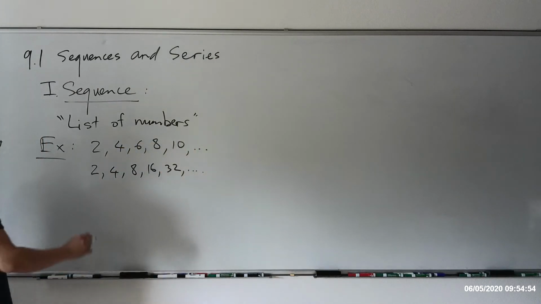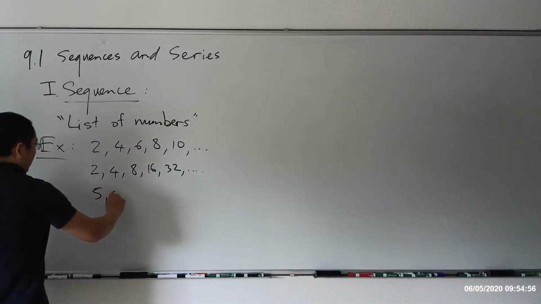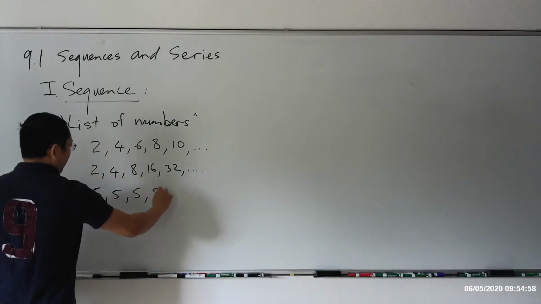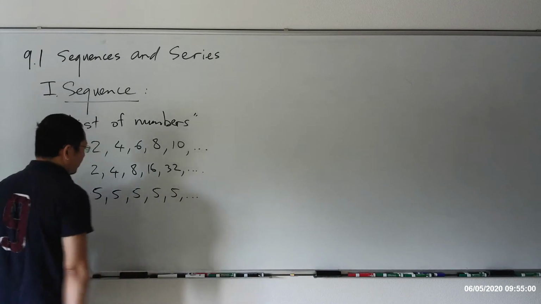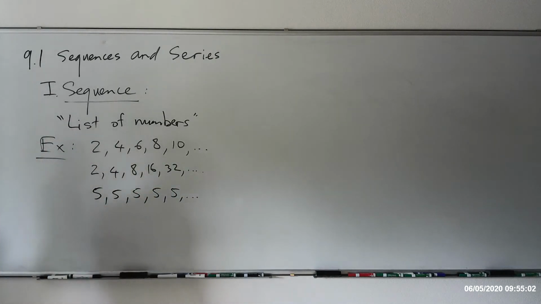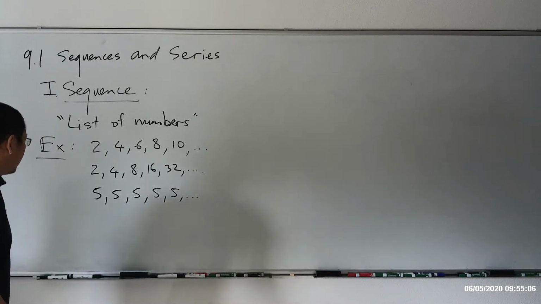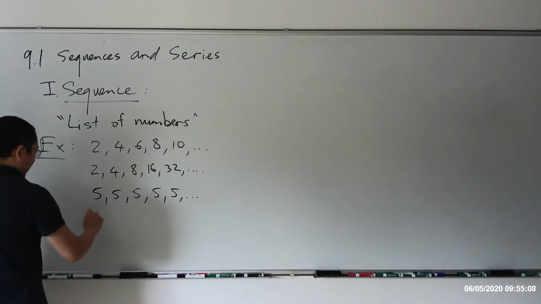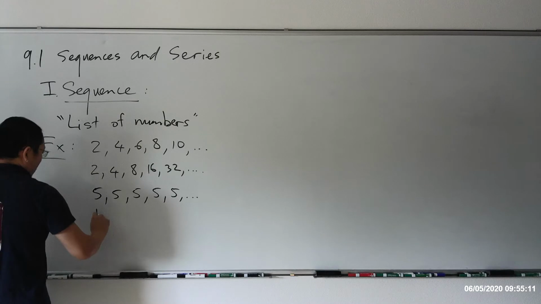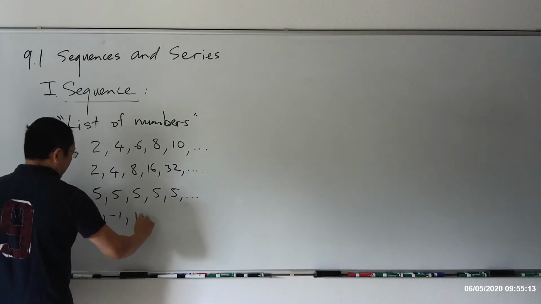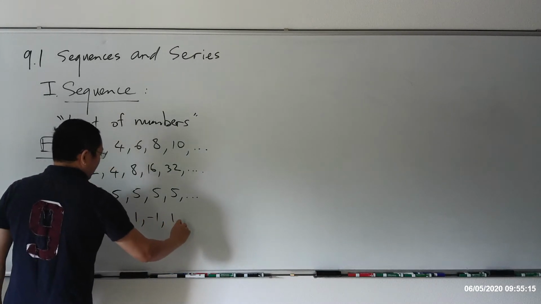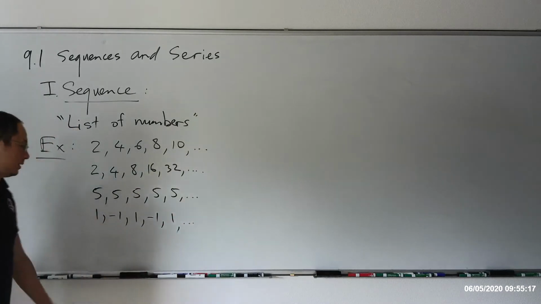How about another sequence? How about this? 5, 5, 5, 5, 5, and so on. Of course, the next number is going to be also another 5, right? This actually we call a constant sequence. How about another one? 1, negative 1, 1, negative 1, 1. You can guess the next one, right? Alternating.